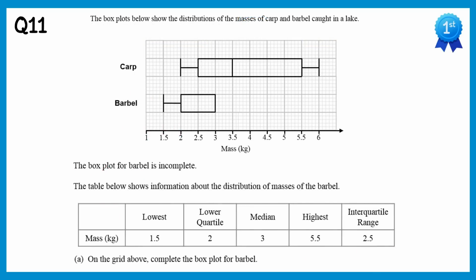For this question, we need to complete a box plot. You can already see they've plotted some of it for us. They've plotted the lowest, the lower quartile, and the median. So if we plot the highest, which is at 5.5, we just draw a vertical line at 5.5 like this.